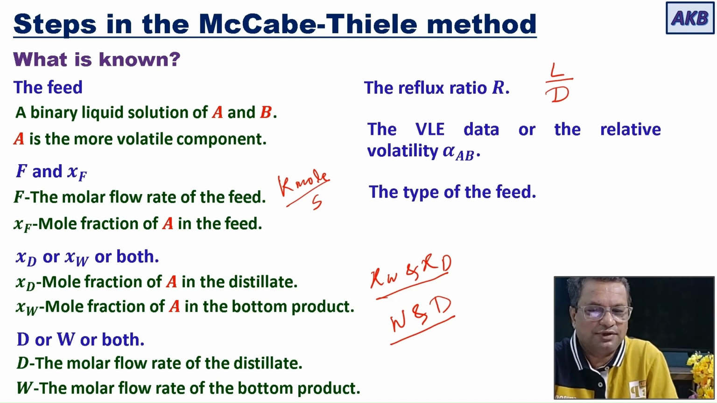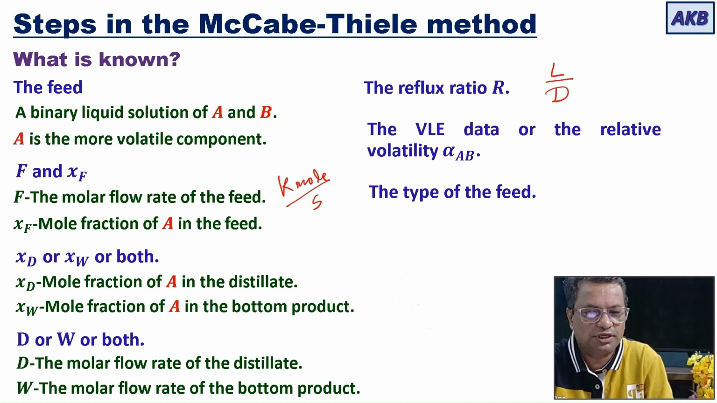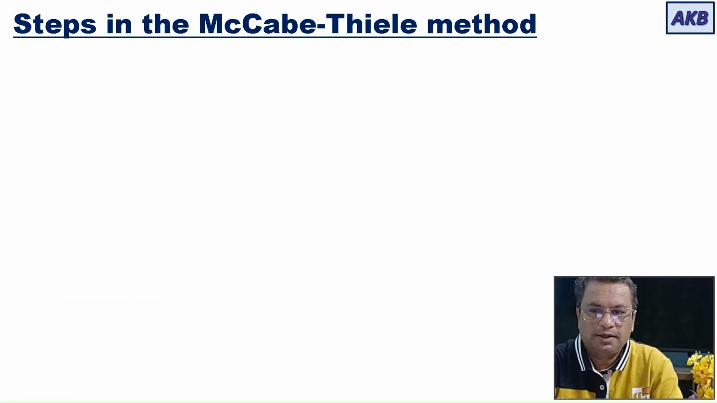Okay? And finally, what else is known to us? The type of the feed. Type of the feed is known to us. So the feed could be one of the 5 types that I have discussed in my previous videos. Okay, so with this information, let us learn how to find the number of stages in a typical tray column.